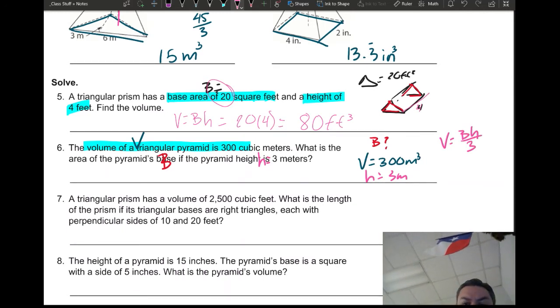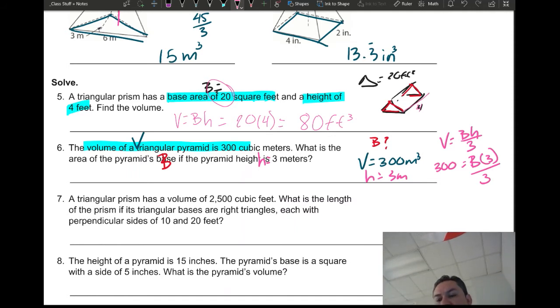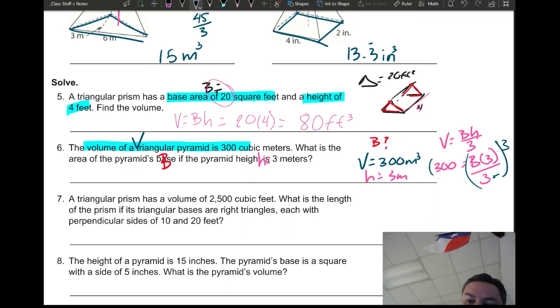So, I'm going to substitute the values that I know. V is 300 equals, I don't know big B, but I know H, which is 3. And then I'm going to divide by 3. And I got to solve this. This is a 2-step equation. First thing we got to get rid of is the division right here. So we're going to multiply this whole thing by 3. This whole thing by 3.